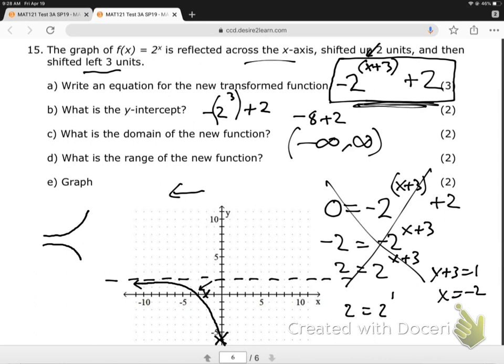Okay, so it must have gone through there, but that's just extra credit if you can do that. You can get the x-intercept, a little bit of extra credit. But anyway, that's it, okay?